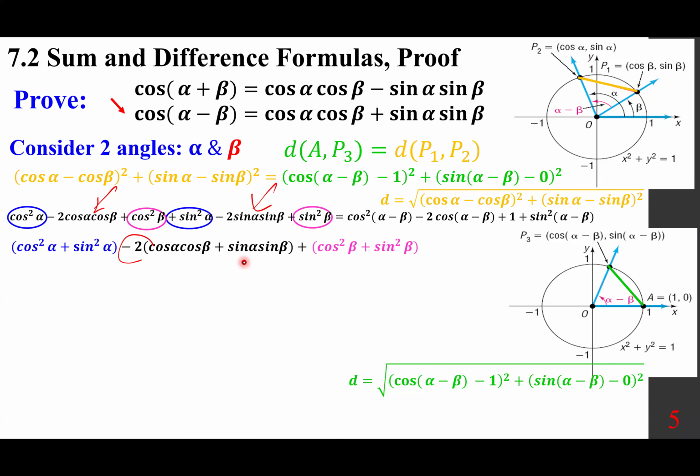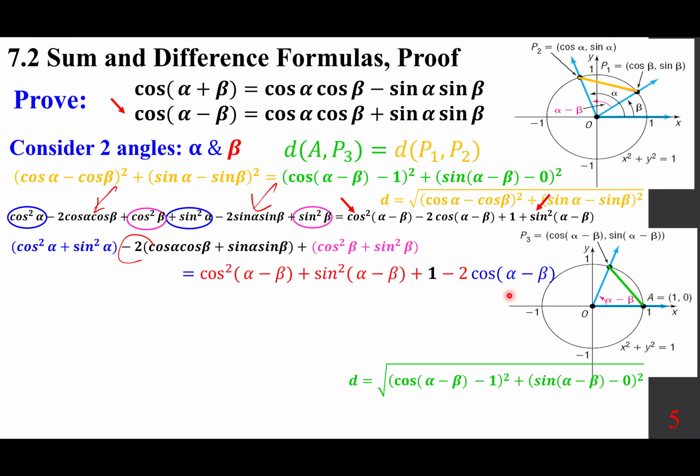On the right side, also we have cosine squared and sine squared of the same angle, alpha minus beta. It's important to know they are both the same. So we can put those two together. We have number 1, and we have this one, -2 cosine of alpha minus beta.